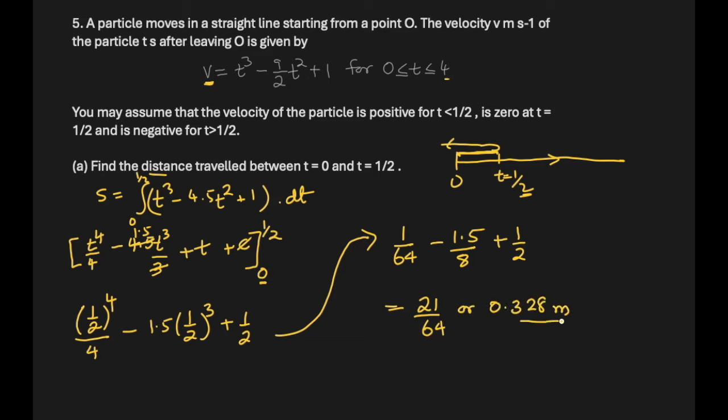Okay, what I'm getting here is in fractions 21 over 64 or 0.328 meters. Only very short distance it went in this direction and then changed its sign. So distance gone.